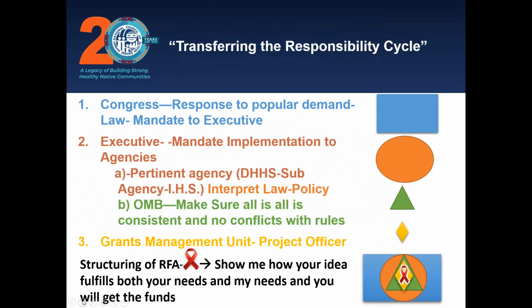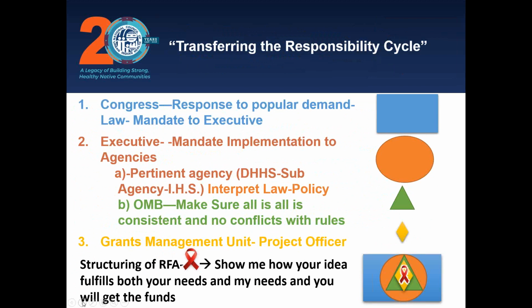Then it goes to the grants management unit, in this case for us, the Urban and Health Programs Unit or the Behavioral Health Department. Then the project officer has to comply with a set of rules. That will be the yellow rhomboid, the yellow image there. So when they are structuring your RFA for HIV/AIDS, they are asking you, show your idea fulfills both your needs and my needs, and I will get you the funds. In the end, you have that thing that looks like a flag or a mystic symbol.